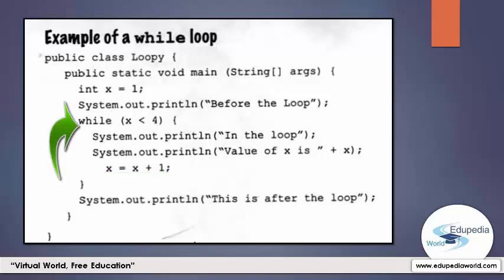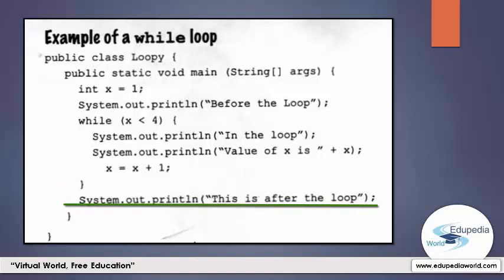Now we have to check the condition again, and this time the condition will give you a false return because the value of x is now 4 and 4 is not lesser than 4. Therefore we cannot go inside of the loop. We have to terminate the loop and go outside of the loop. And outside of the loop, the first statement is a println statement. This is after the loop, and that is all inside of the main method.